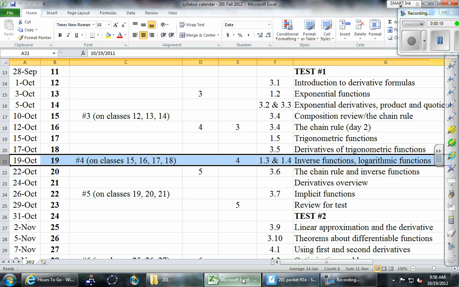Today we're back in chapter 1. We're going to review inverse functions and log functions in preparation for next class where we talk about the derivatives of inverse functions and log functions.